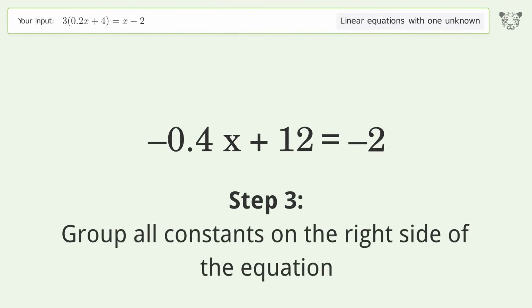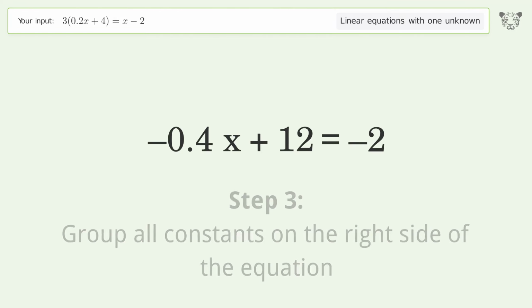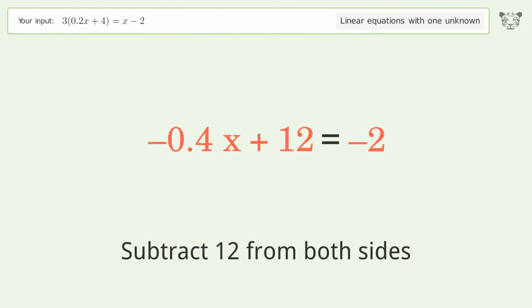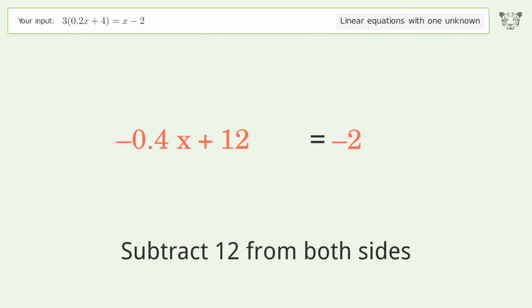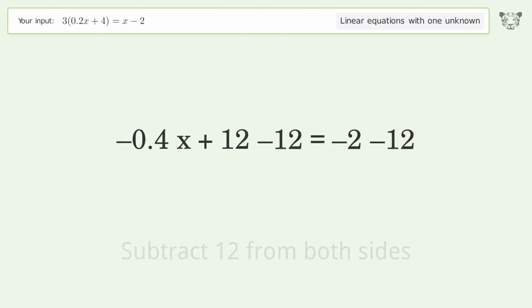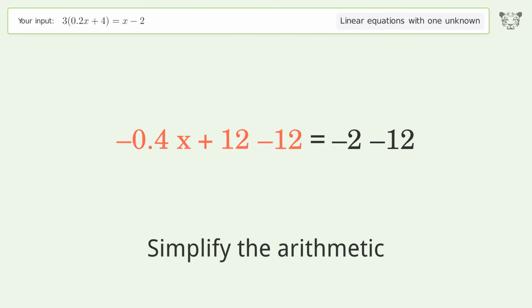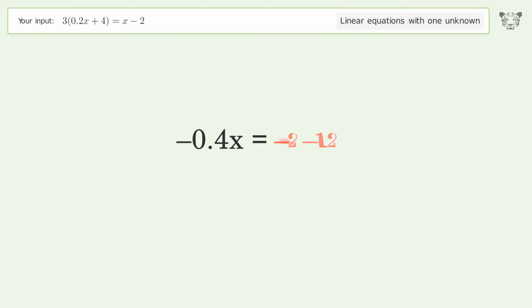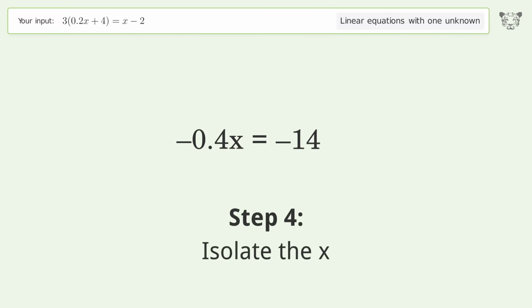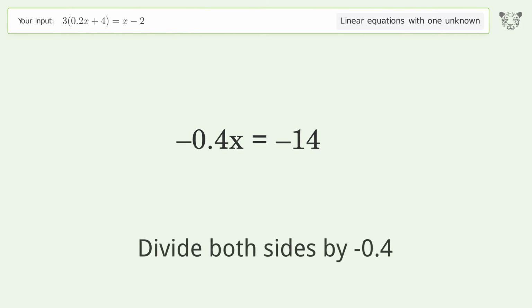Group all constants on the right side of the equation. Subtract 12 from both sides. Simplify the arithmetic. Isolate the x. Divide both sides by negative 0.4.